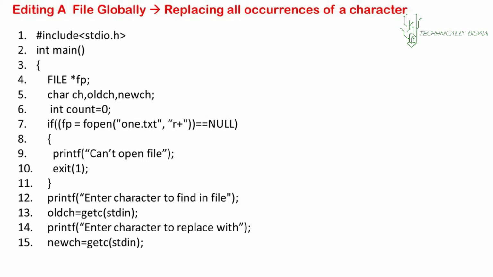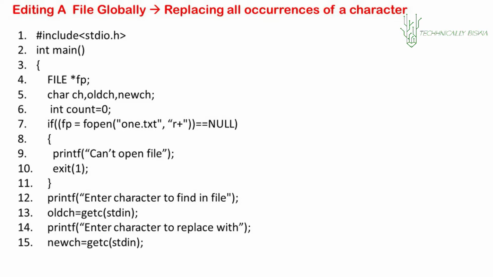Look at the variables. I have taken 3 variables: ch, oldch and newch. Then of course, open the file. The first part I'll explain to you on the board. Of course, I have taken a variable count, initialized with 0. Open the file in r plus mode. Same thing. Check if it cannot open the file, then exit. If you can open the file, after that enter the character to find in the file, that is your old character, oldch. And enter the new character, get the new character, newch.